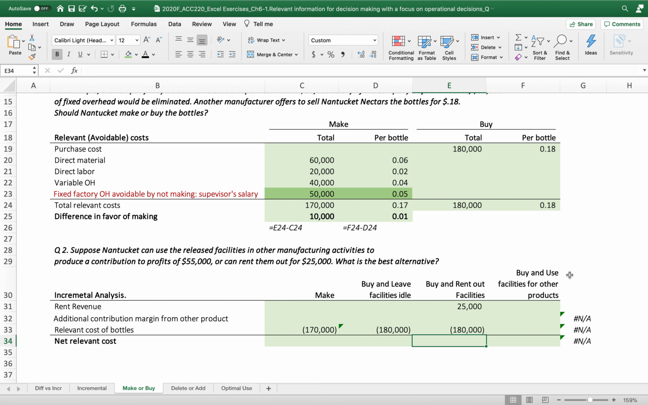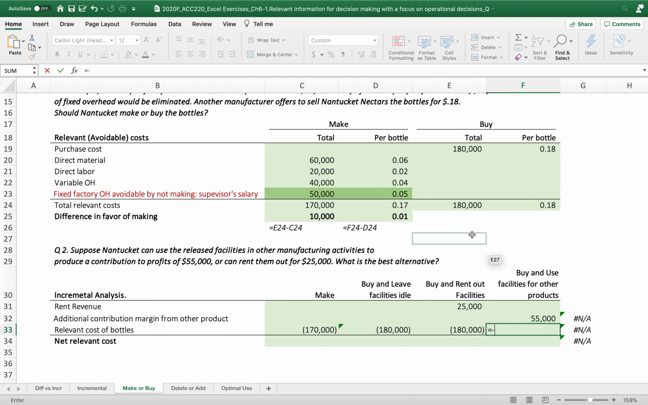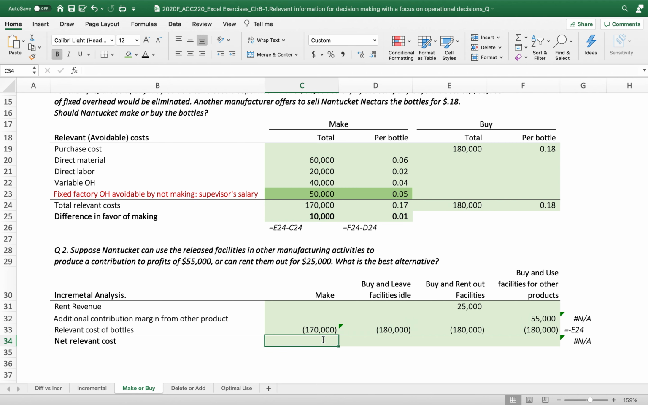Then next, buy and use facilities for other products. In this case, we don't have any rent revenue, but we take some additional contribution margin for other products because we are now using the facilities for making other products. So 55,000, and then that is negative to the cost. Then let's just sum up this total relevant information.